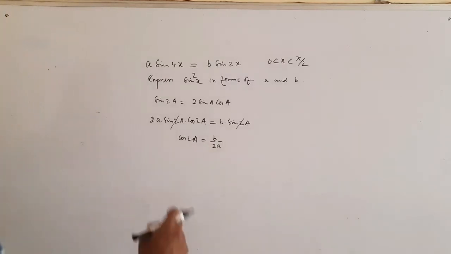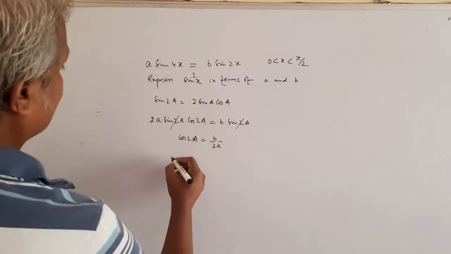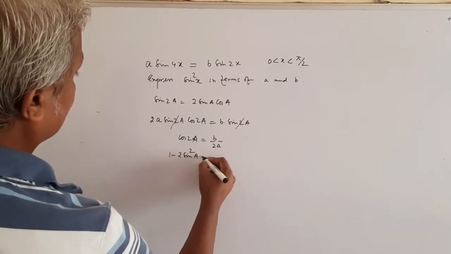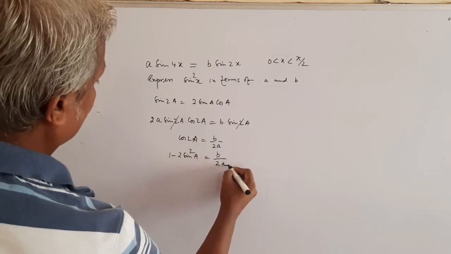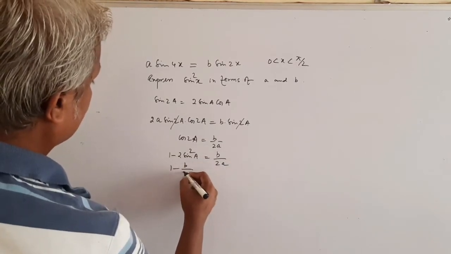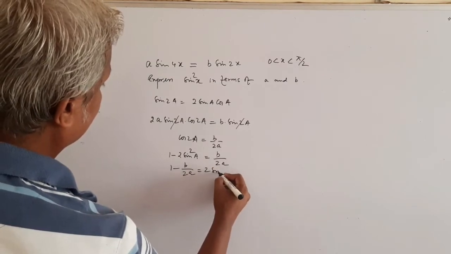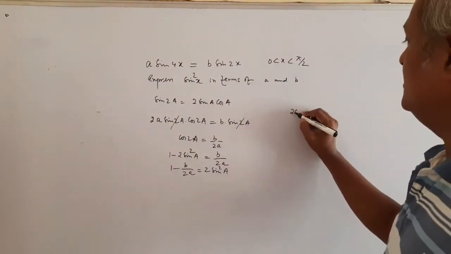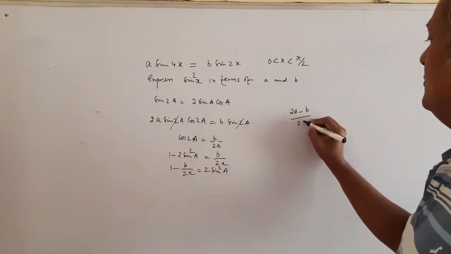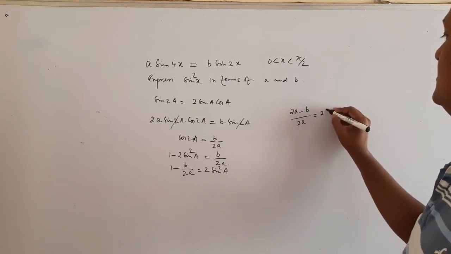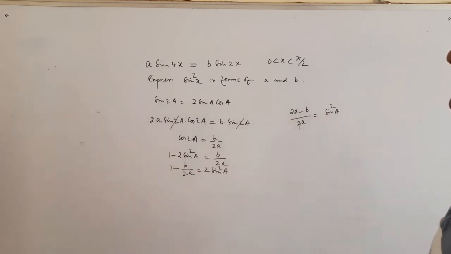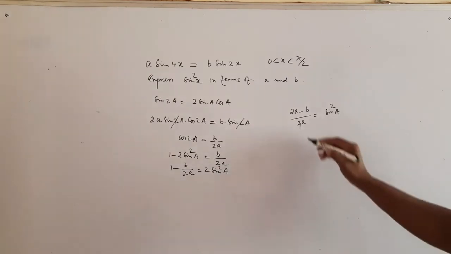Now cos 2a is related to sine square a, that is the formula 1 minus 2 sine square a, and that is B over 2A. So 1 minus B over 2A is 2 sine square a. So 2A minus B over 2A is 2 sine square a. Now this 2 comes here and becomes 4. So you get your answer as 2A minus B over 4A.